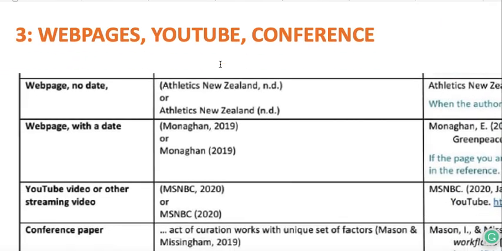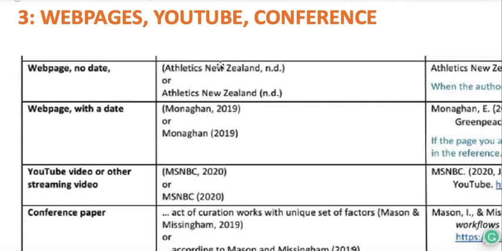And the third category of references is from web pages. It can be from YouTube or it can be from conference papers. In the case of a web page which does not have a date in it, the process is the same: the title of the web page without any italics. And the ND is within the brackets if we are using it after the statement. And if we are using it at the beginning of the statement, then only ND is written in the parenthesis.